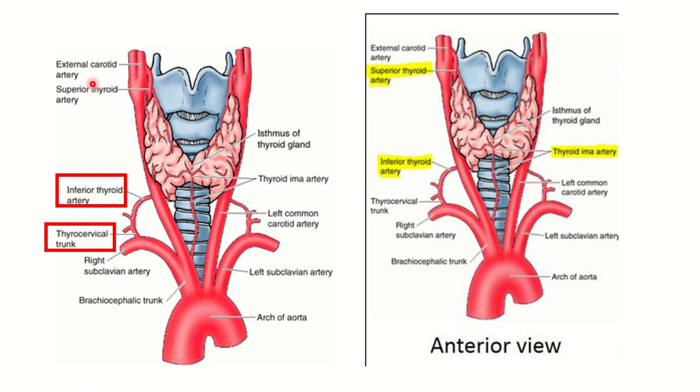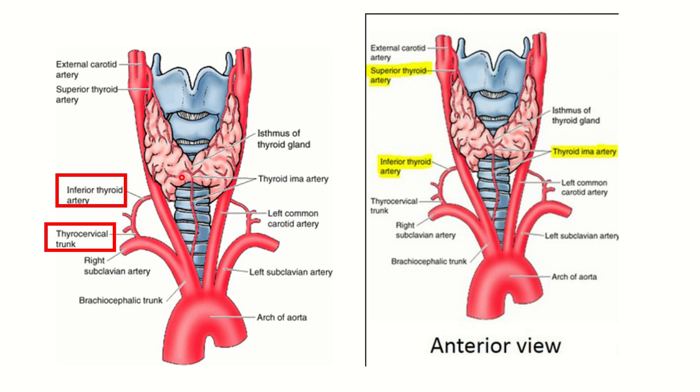This superior thyroid artery is branched from the external carotid artery. So the thyroid gland receives in the upper part the superior thyroid artery, which is branched from the external carotid artery. Then in the lower part, it is supplied by the inferior thyroid artery, and this inferior thyroid artery is branched from the thyrocervical trunk, and this thyrocervical trunk also branches from the subclavian artery. So the inferior thyroid artery is branched from the thyrocervical trunk, and the thyrocervical trunk is branched from the subclavian artery.